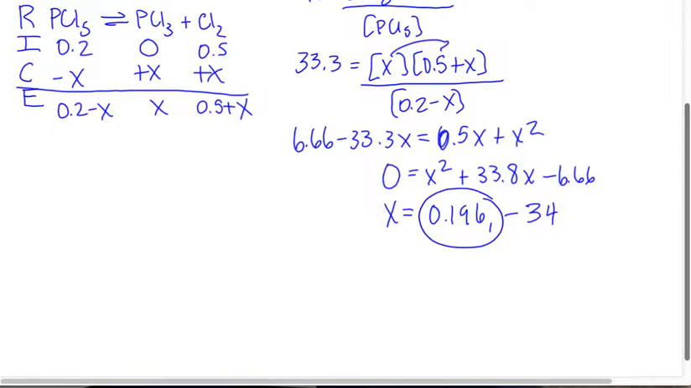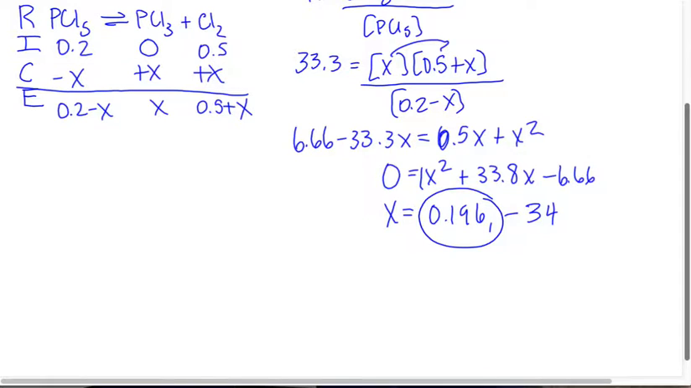So y'all know how to use the quad form. When I give it to you, it's under the programs, it's not in apps, it's in programs once you get it in your calculator. You start the program and it says A, question mark, so in this case you type in 1, B, 33.8, C, negative 6.66. And then you hit enter and it gives you both roots.